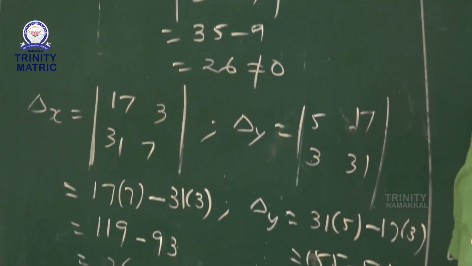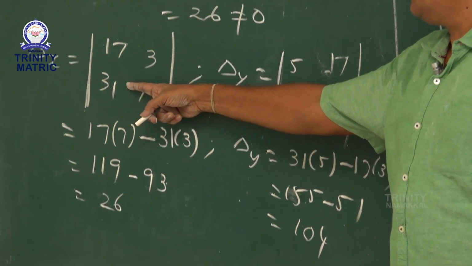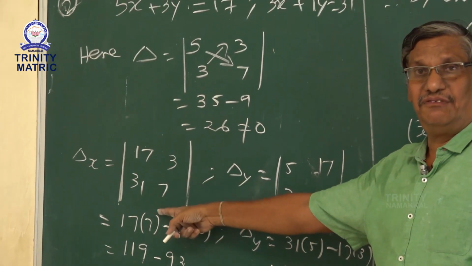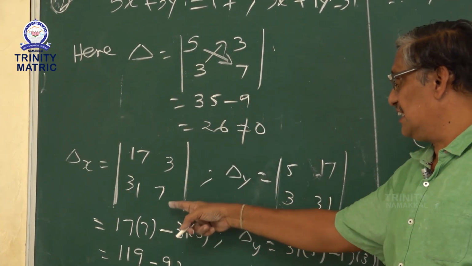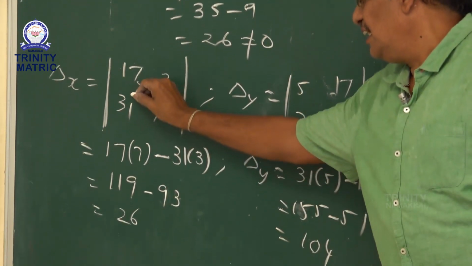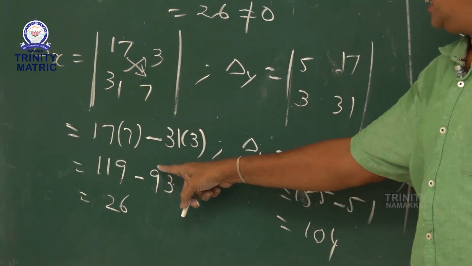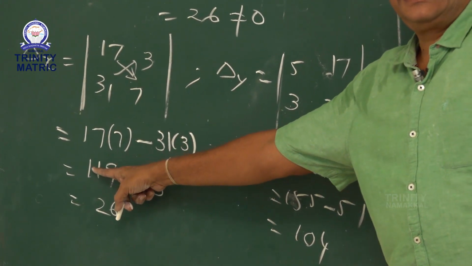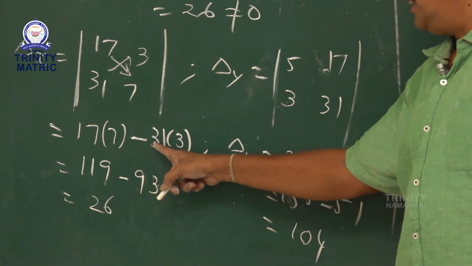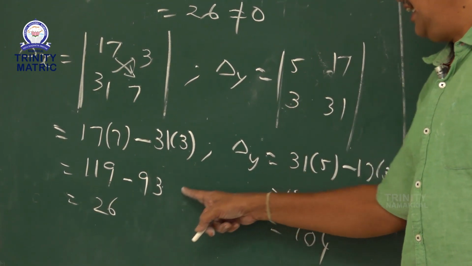Likewise, del x. How will we find del x? For del x, you have to remove the coefficient of x, 5 3. You have to put 17, 31. Then you have to put 3, 7. You have to multiply 17 into 7. Likewise, 31 into 3. While subtracting, you have to put a negative sign. Multiply 17 into 7, what do you get? 119. 31 into 3, 93. Then we subtract, 26.